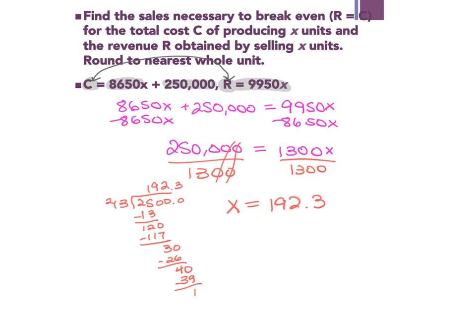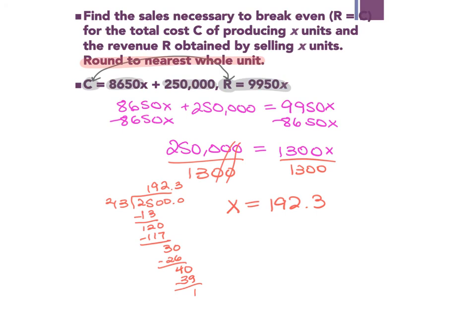Now notice it says to round to the nearest whole unit, okay? If I just gave you 192.3 and asked you to round it, what would be my answer? 192, okay? Think about the real world application here. We're trying to find where you're going to break even. If you sell 192, whatever this is, have you broken even? Has your income met or surpassed your cost? No.